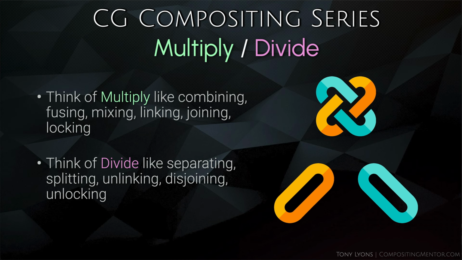I'm going to introduce one final concept that I think is going to help us when we're looking at these rebuilds, which is the relationship between multiply and divide. You can think of multiply like combining or fusing, mixing, linking, joining, locking. It is the melting pot. It's bringing those things together. You can think of divide like separating or splitting apart, unlinking, disjoining, unlocking. So it's breaking those smaller components apart.